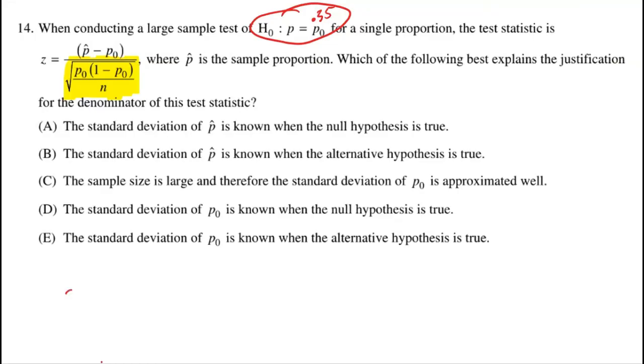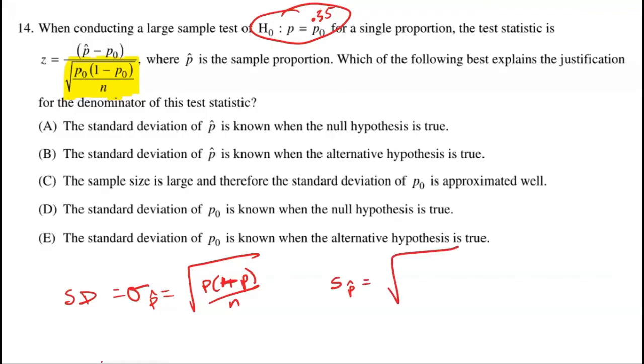So remember, the formula for the standard deviation, using our letter sigma, of a sampling distribution is the square root of P times 1 minus P, all divided by N. Now, we have to use the standard error of our sampling distribution when we don't know what P is and all we have is our P hat. So we use the same formula, but it's going to be P hat times 1 minus P hat divided by N, all inside that square root.